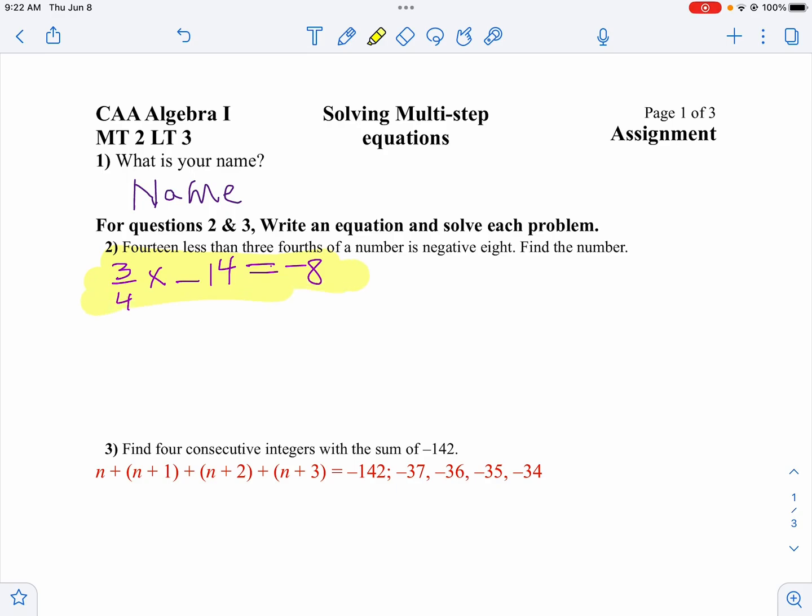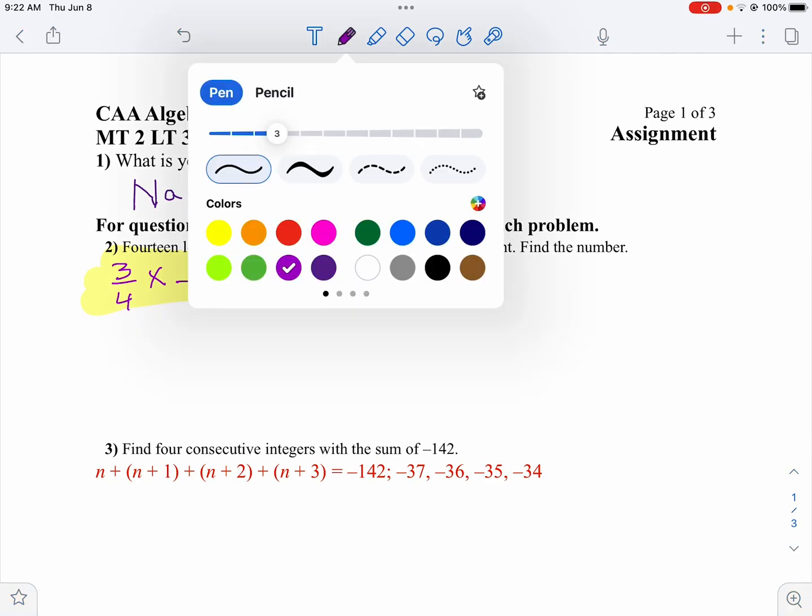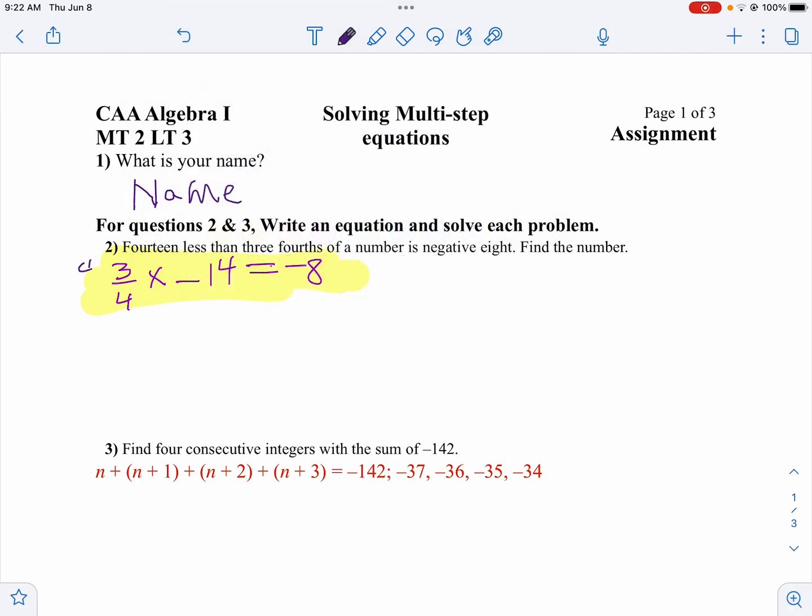Now let's solve that equation. Anytime I have a fraction, I like to clear my fraction. So I'm going to multiply everything by 4, and the reason I multiply by 4 is to get rid of my fraction. So don't tell me it's 12 or 12 over 4. Just reduce the 4s right away so you get 3x. And then 4 times 14 would be 56. And -8 times 4 would be -32.